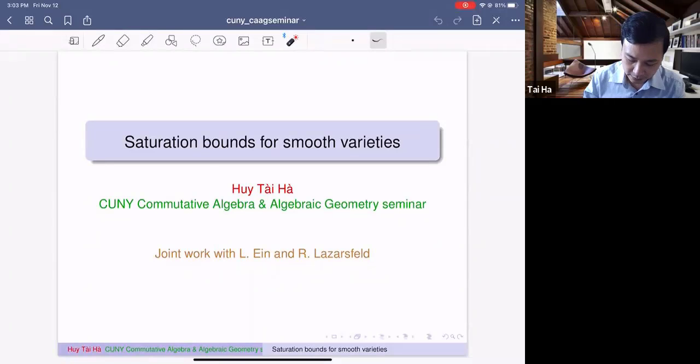So my talk today is theory work with I and Lazarsfeld. To begin, I'm going to give you a number of motivations for the problems that we look at. I'm going to go through two basic motivations. One is a classical one, and one is a little bit closer tied to recent studies.